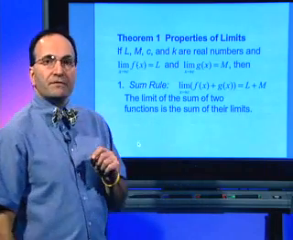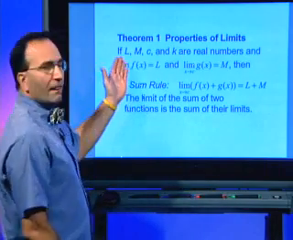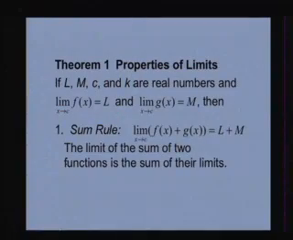Theorem 1, properties of limits. If L, M, c, and k are all real numbers, and the limit as x goes to c of f of x is equal to L, and the limit as x goes to c of g of x equals M, then we have the sum rule, which tells us the limit of the sum of those two functions, f of x and g of x, is equal to the sum of their individual limits, L plus M.